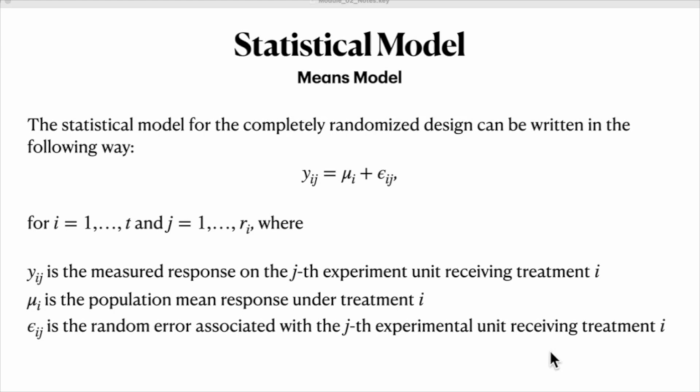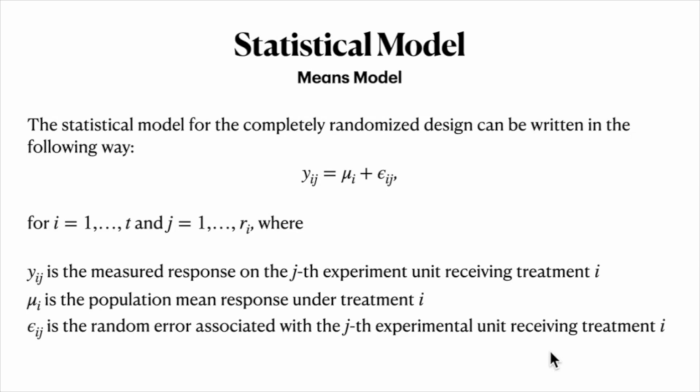Now this epsilon sub ij, clearly from the model, is the difference between the response measured on the jth experimental unit receiving treatment i and the mean response under treatment i. Now, the reason we need this random component, this random error term in the model, is because different experimental units are going to respond differently, even if they are receiving the same treatment. It's not at all uncommon. In fact, it would perhaps be unusual for different experimental units to respond in exactly the same way.